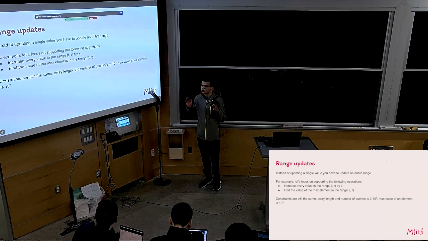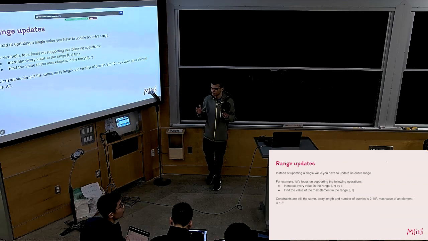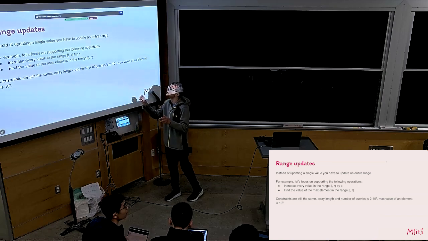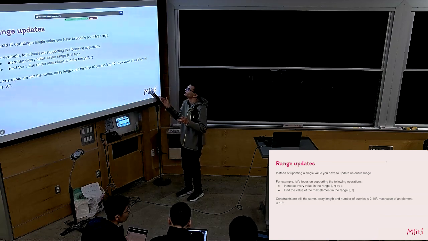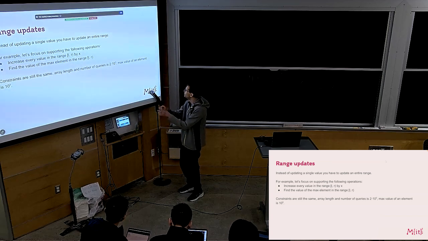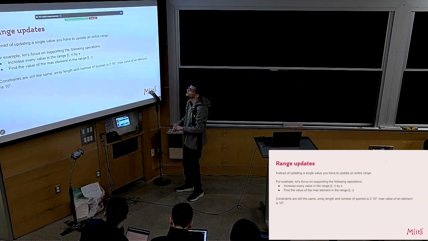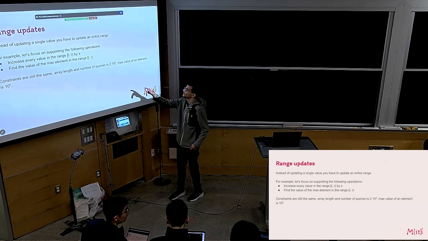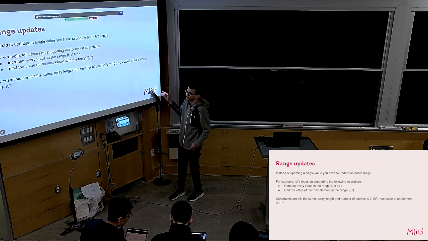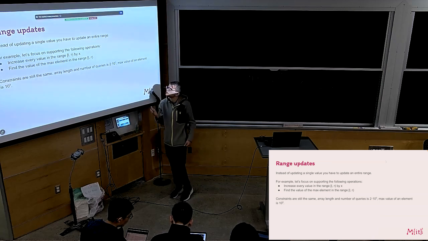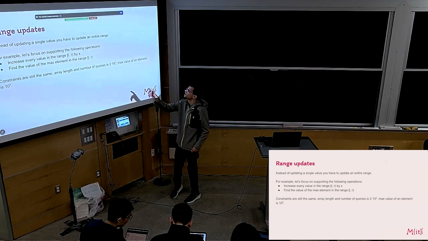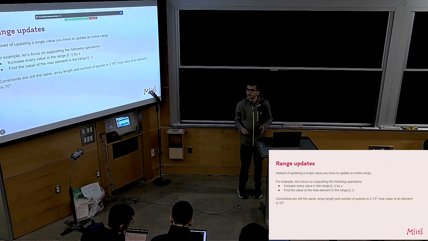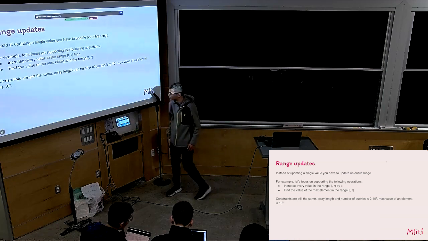So far our segment tree and square root decomposition can only support updating a single value. However, what if we want to update an entire range of values in the array? Let's say the operations we want to support are: increase every value in the range L to R by X, where L, R and X are given in the input, and find the max element in the range L to R. That's the same as what we were doing before, and the constraints are also still the same as before.